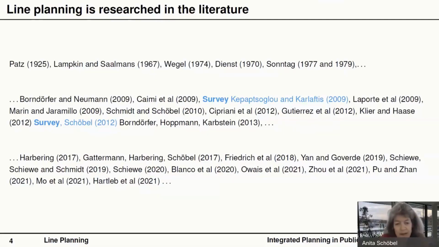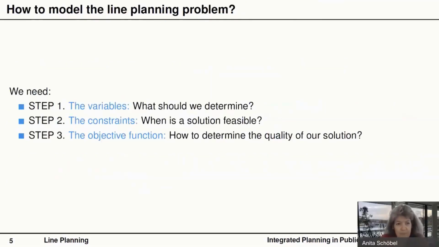So why do we have so many papers on line planning? The thing is that there is not one model for line planning, but there are a lot of different models. That's what I also want to discuss and clarify a little bit in this lecture. So let us just start and try to find a model for the line planning problem.